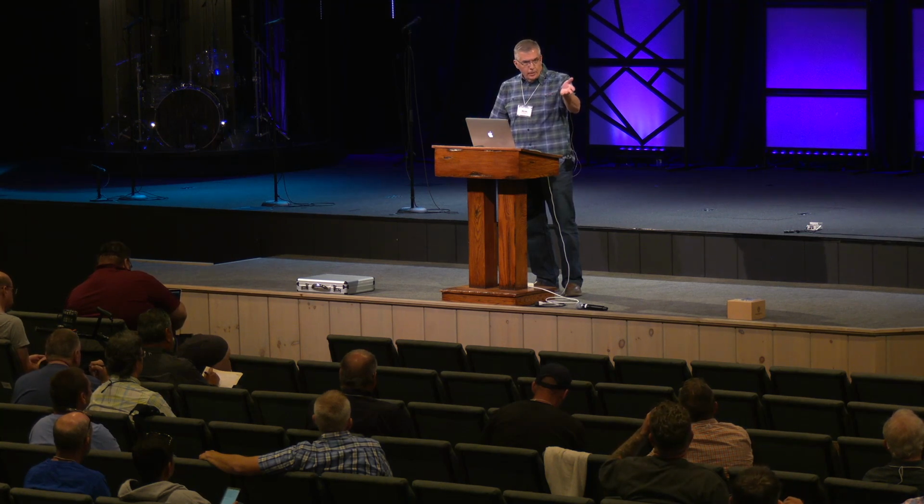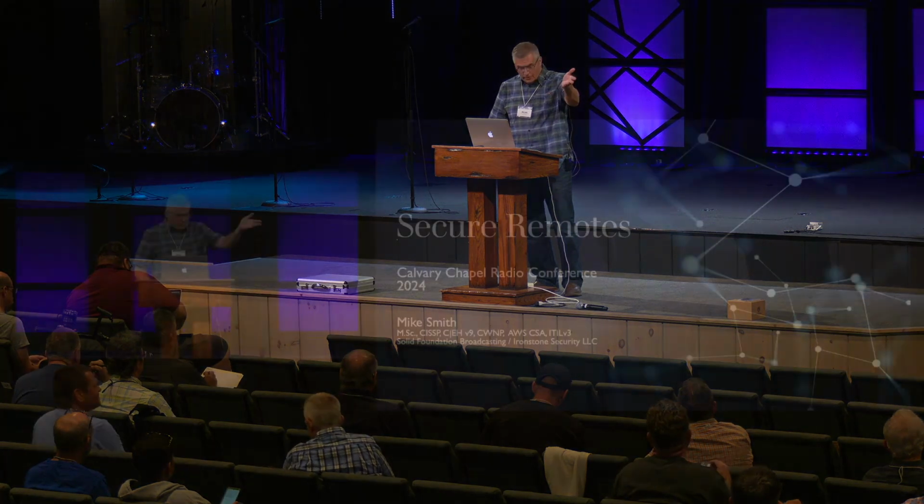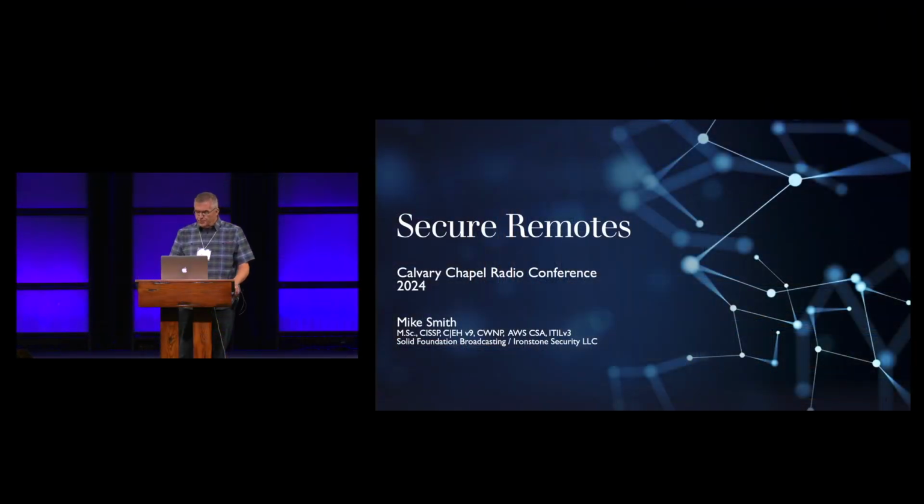And today I'm going to be talking about secure remotes. And it's kind of a broad term. So to take the theme of defining our terms, we're going to start digging into this in some detail.